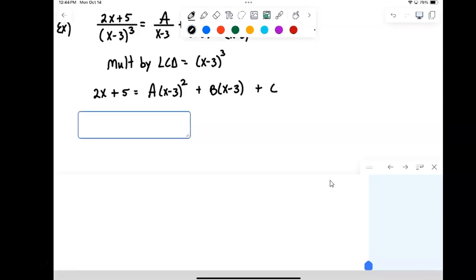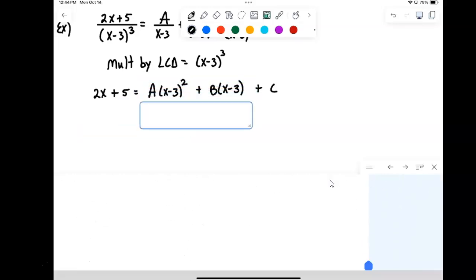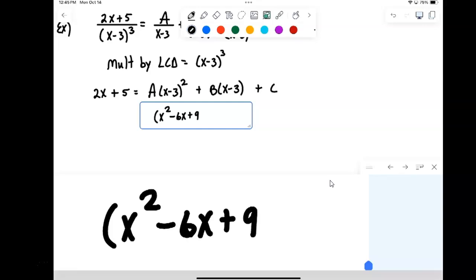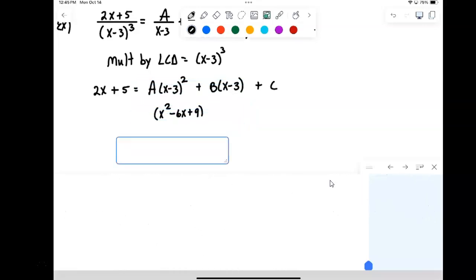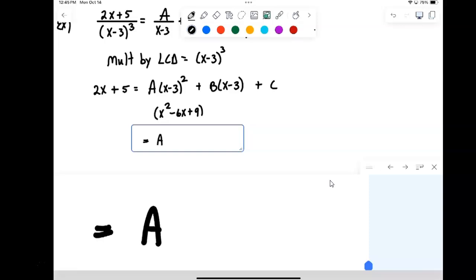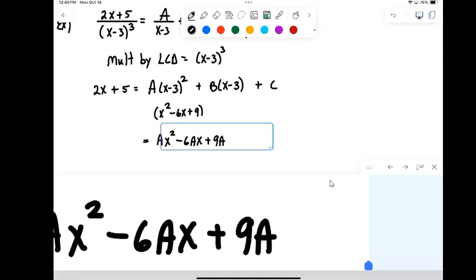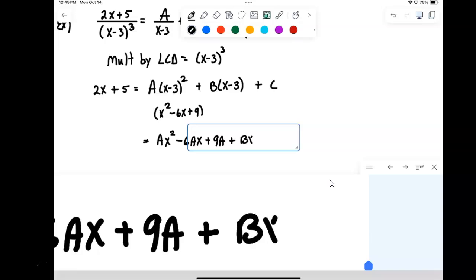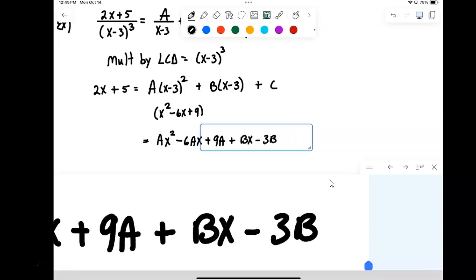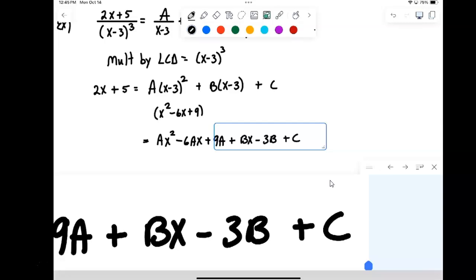Okay, so we keep going. Here we need to expand that out. So remember, (x − 3) squared would be (x − 3) times (x − 3), which multiplied out would be x² − 6x + 9. Right, that's going to be times A. So we'll have Ax² − 6Ax + 9A plus Bx − 3B plus C.